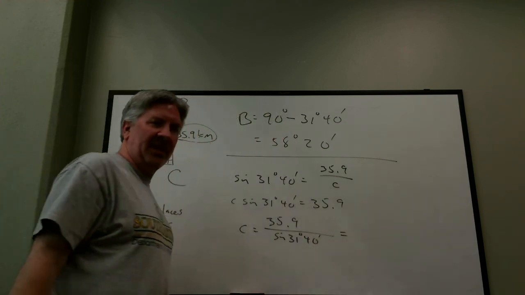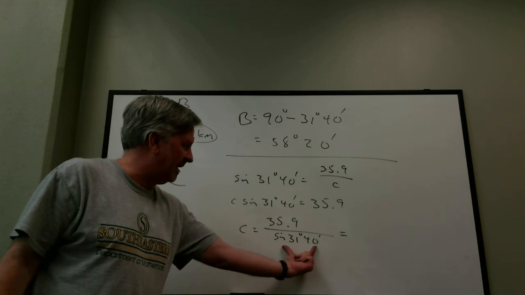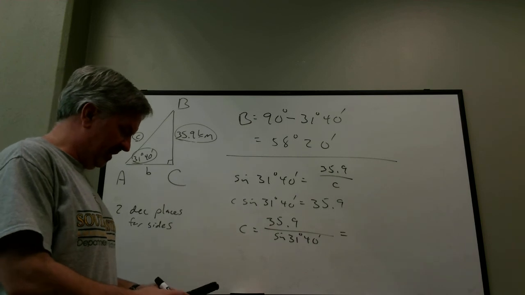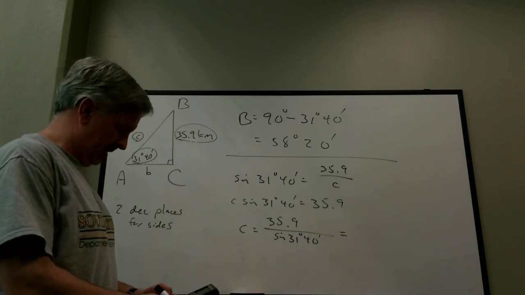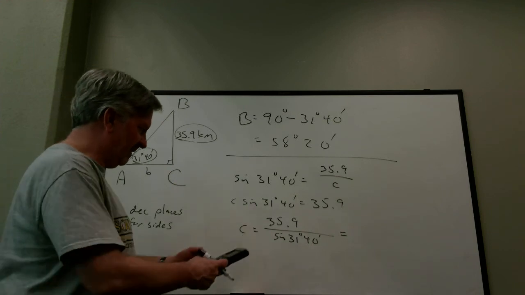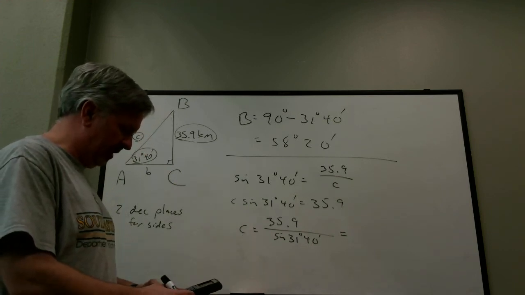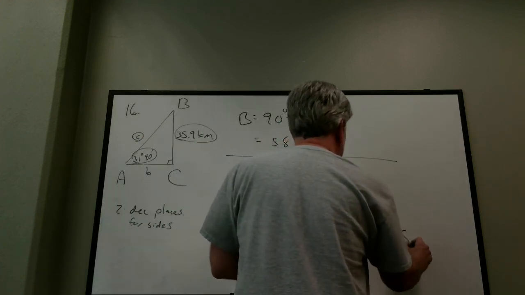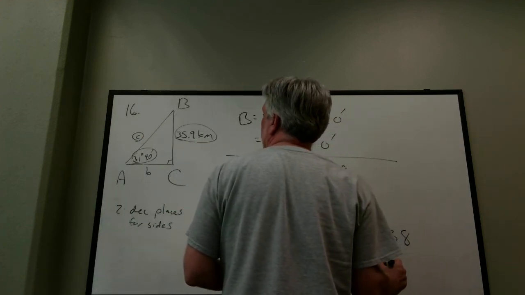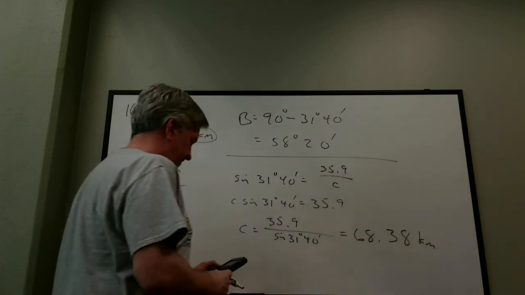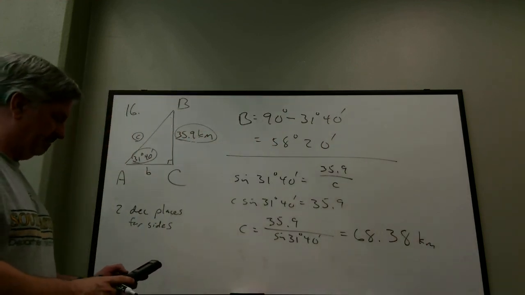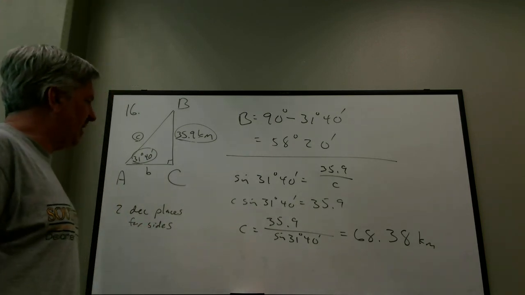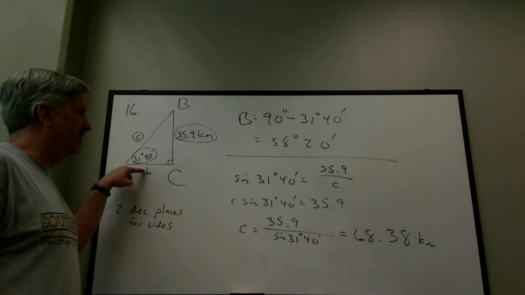So now you see why we did the last section, because we have to know how to compute sine of 31 degrees 40 minutes. That's why we did the last section. So 35.9 divided by sine of, I'm going to use my dividing by 60 stuff, 31 plus 40 over 60. And I got 68.38 kilometers. So there's side C. So what's the only thing left to find? I still need little b.